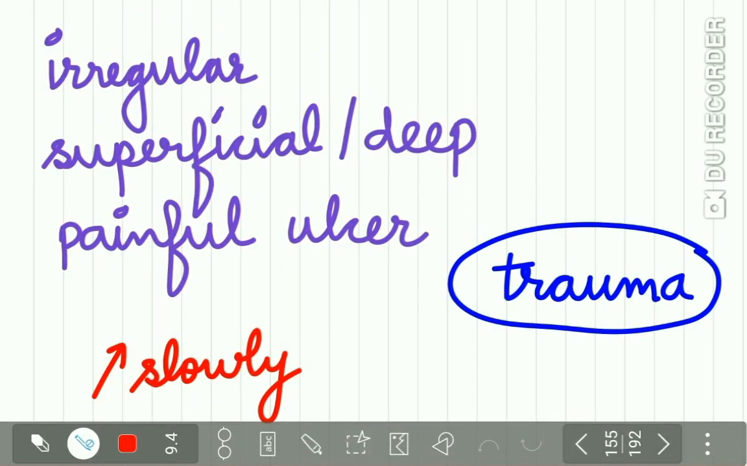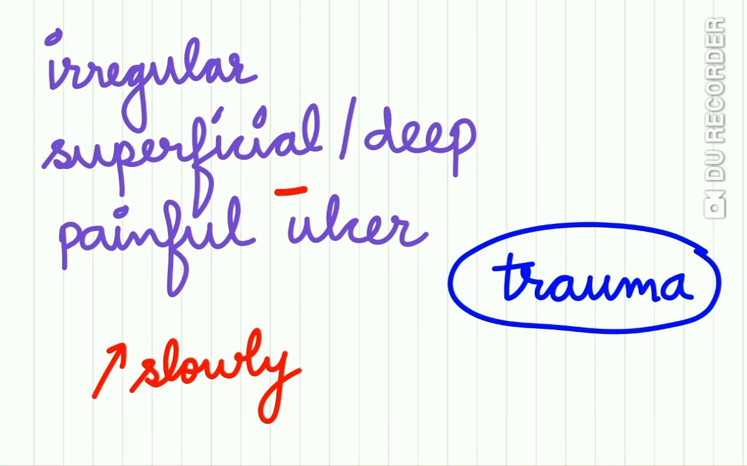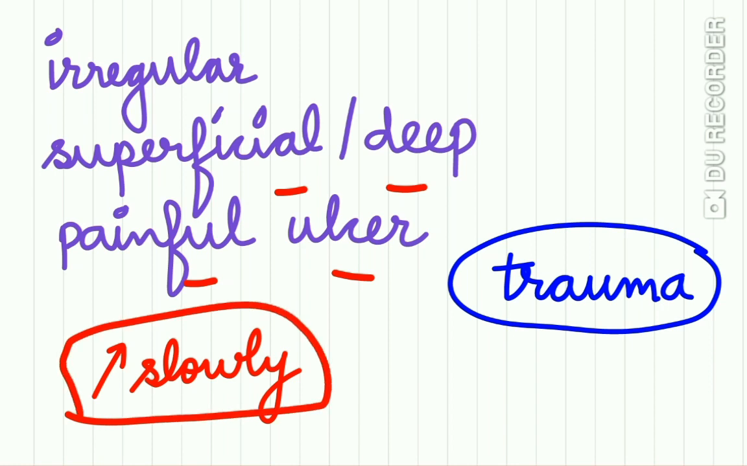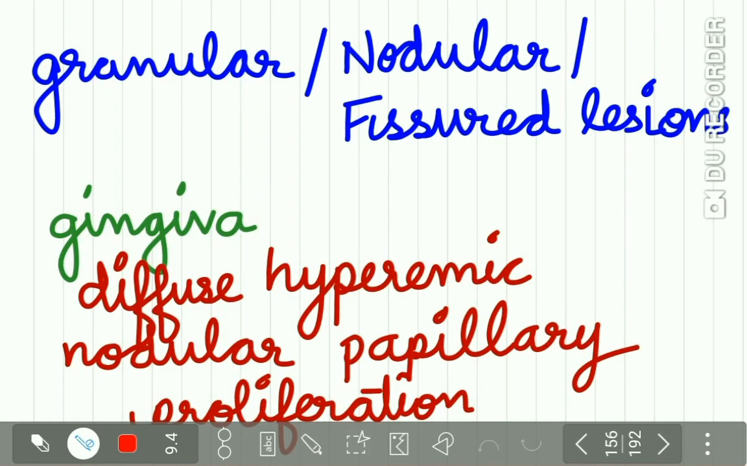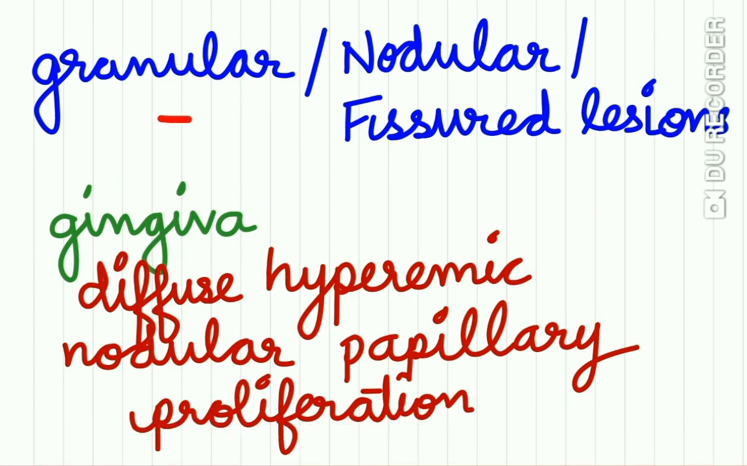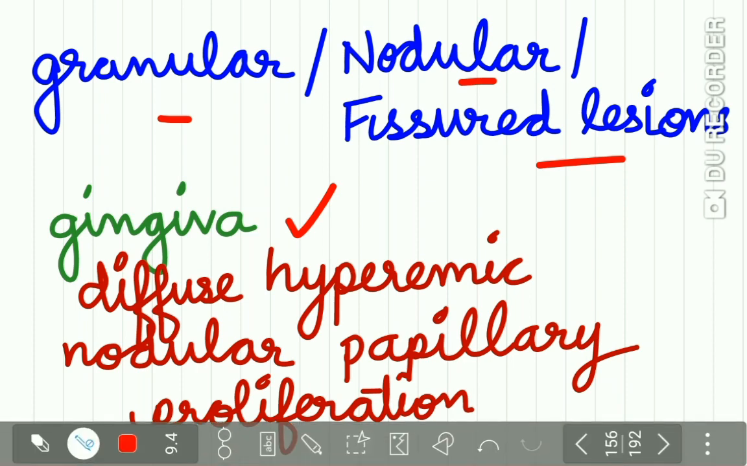The lesion is irregular in shape. It may be superficial or deep. It may be a painful ulcer with slow increase in size. And trauma may be a predisposing factor for the bacilli to show manifestation in the oral cavity. The lesion may be granular or nodular, fissured lesions. Gingival lesions may be diffuse, hyperemic, nodular, papillary proliferation.